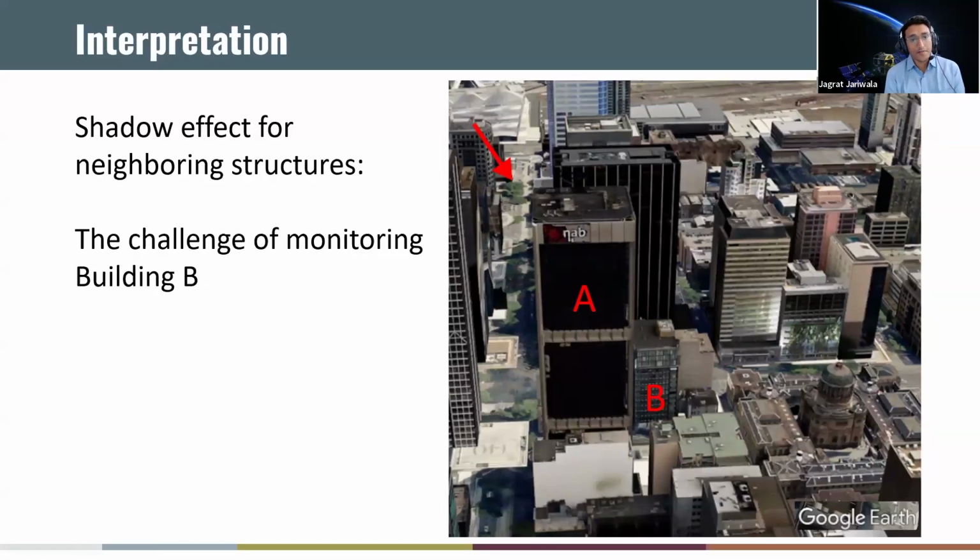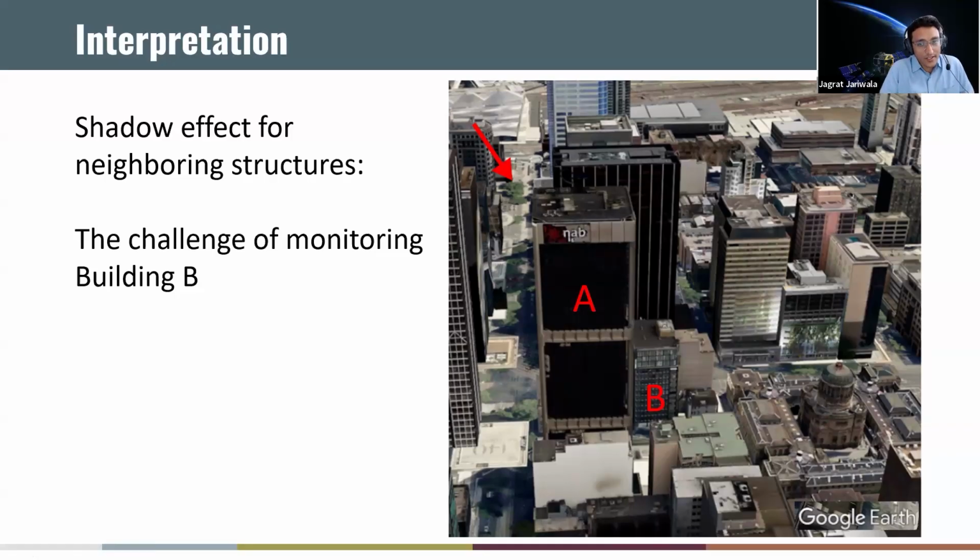The other aspect of InSAR is that there are areas which are going to be shadowed by structure in between the satellite and the area of interest. So in this case, if you are trying to monitor building B using ascending imagery, and there is a much taller building, building A, in between, then you won't be able to come up with any estimates on building B.